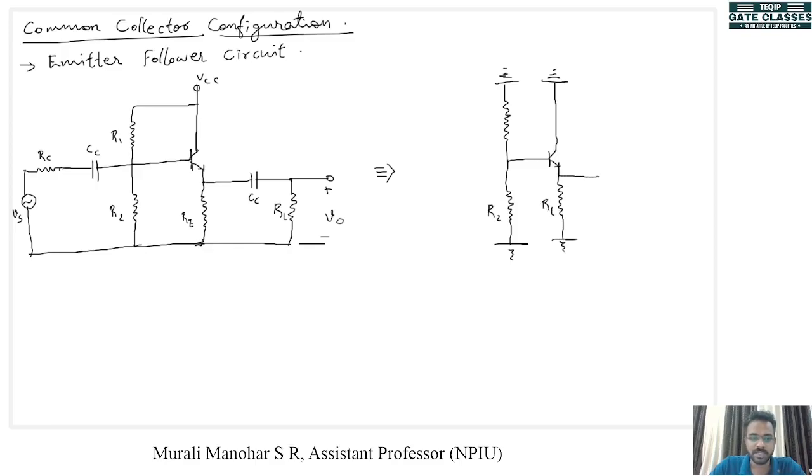All the capacitors are assumed to be short circuits. So here we have RL. And across RL we have Vout. This capacitor is also short circuited. Here we have RS and here we have Vs, our supply.